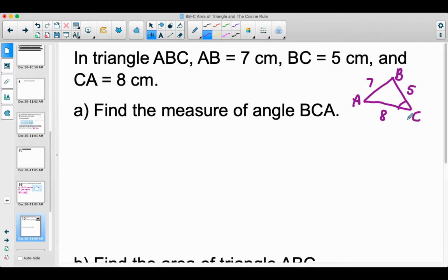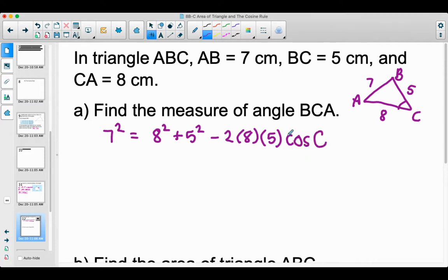So because I'm finding C, 7 is going to be the side that's going to be on the left. So we're going to have 7 squared equals, and then in no particular order, I'm going to say 8 squared plus 5 squared minus 2 times 8 times 5 times the cosine of C. And so remember, when we find angles, we have to use that inverse cosine on our calculator. So we're going to eventually have to use this when we are finding this particular angle measure.